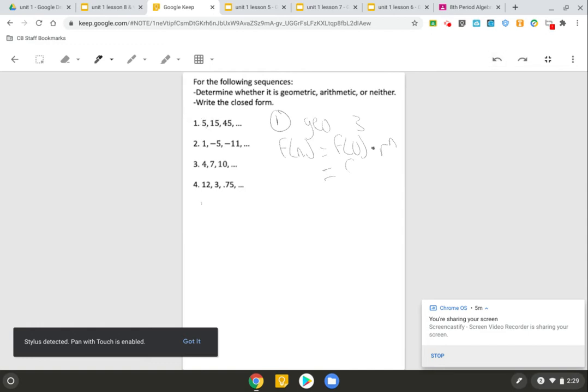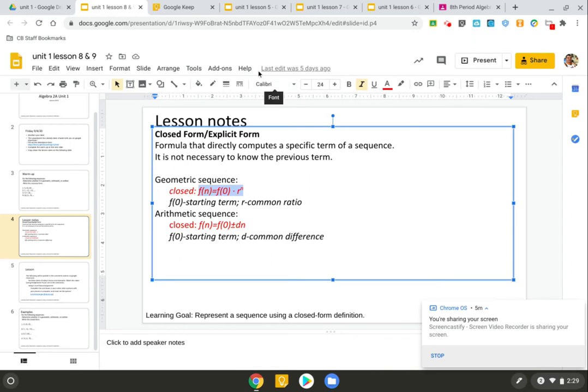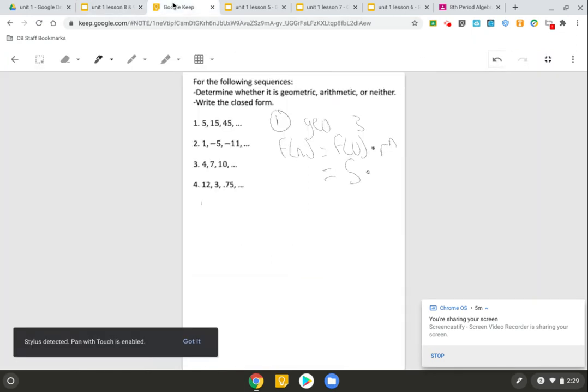So f of 0 is 5. And then r, remember, is our common ratio. So what did we say our common ratio was? It is 3. So my closed form is going to be this: 5 times 3 to the power of n. That is what we call the closed form.